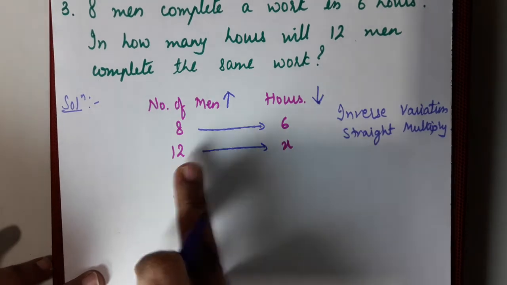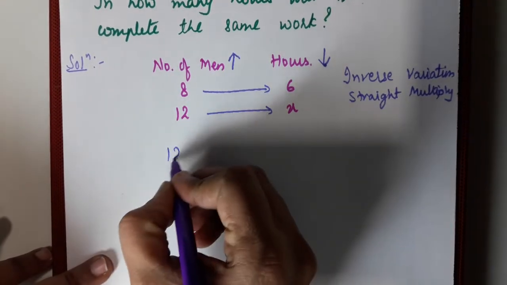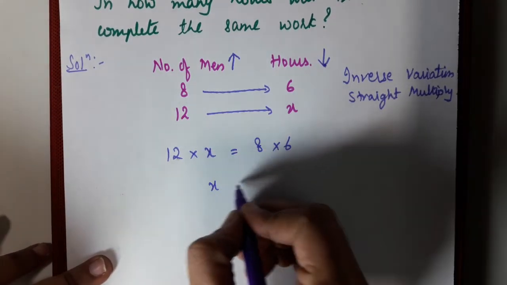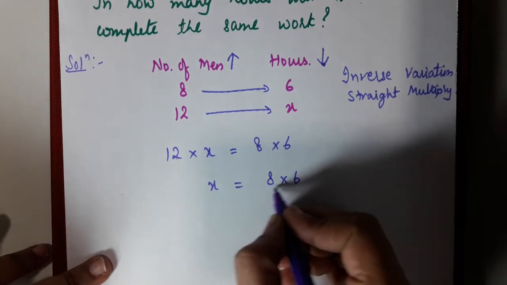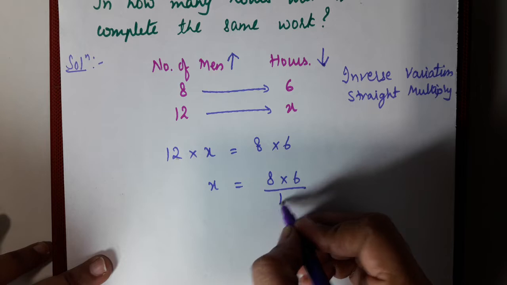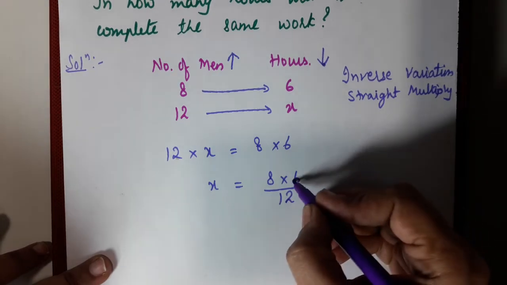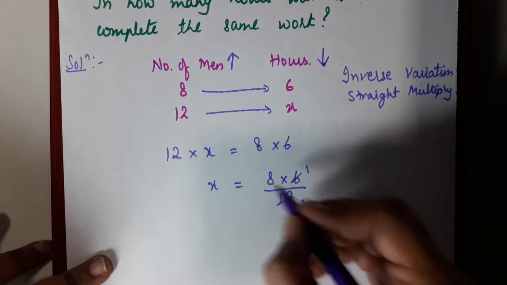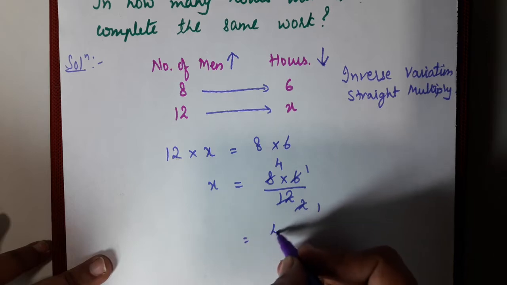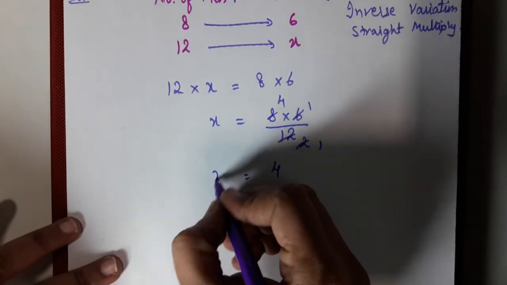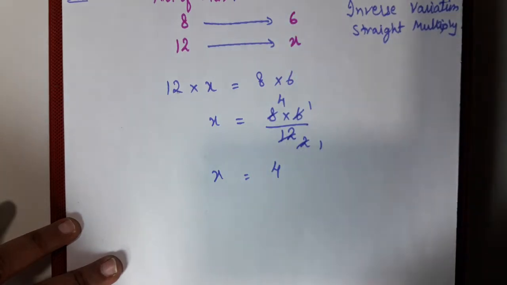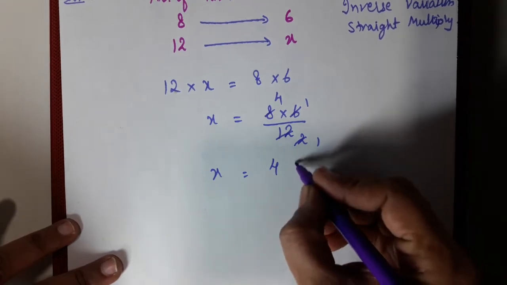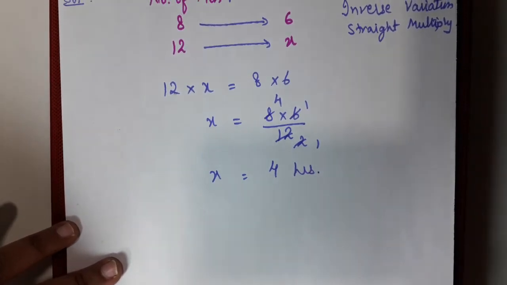Now the variable is multiplied by 12, so I'll keep 12 into x towards my left. So 12 into x is equal to 8 into 6. We'll keep the variable here and shift the other thing to the RHS. So 12, which is in multiplication, will go there and become division. 6 ones are 6, 6 twos are 12. Again 2 and 8 can be reduced, so 2 ones are 2, 2 fours are 8. So the value of x here is 4, and what is this x? It is the number of hours. So the time required for the completion of work is 4 hours by 12 men.